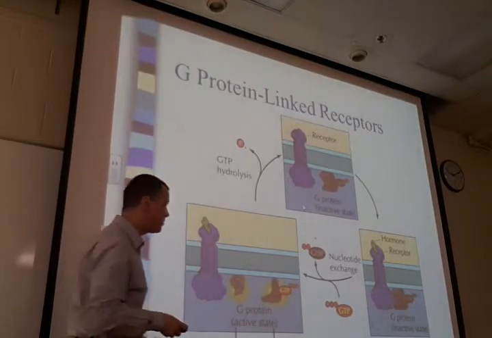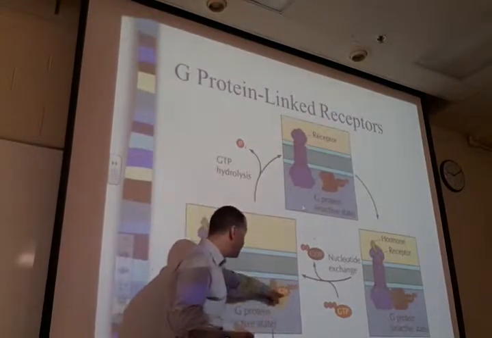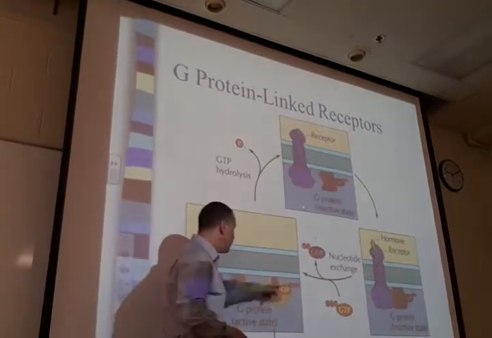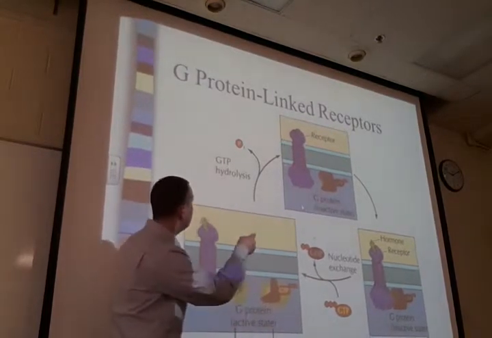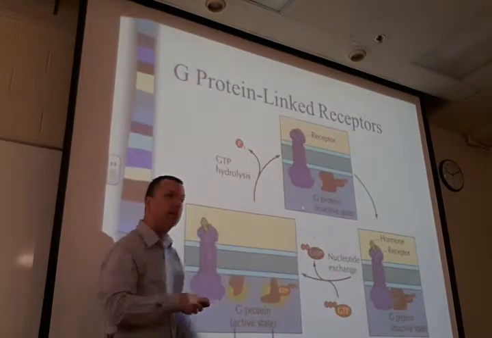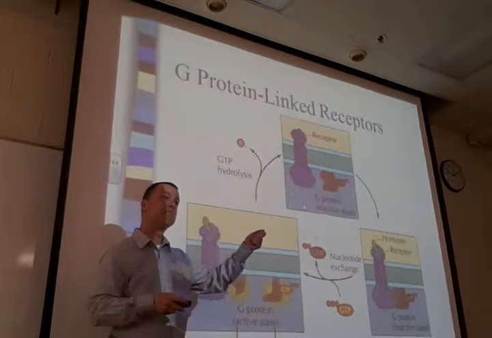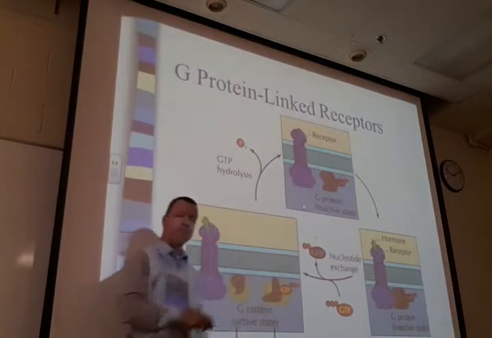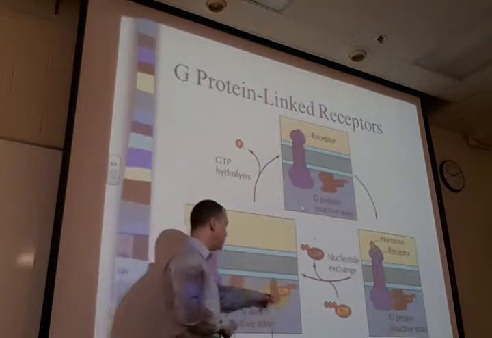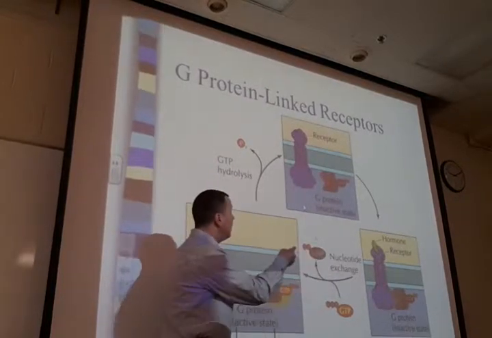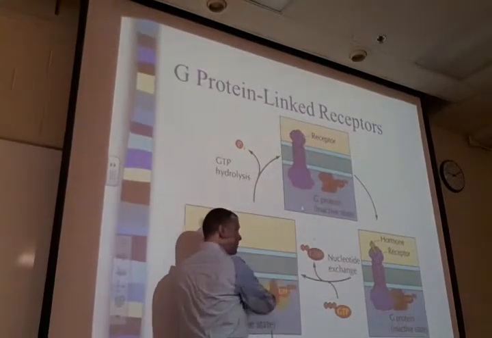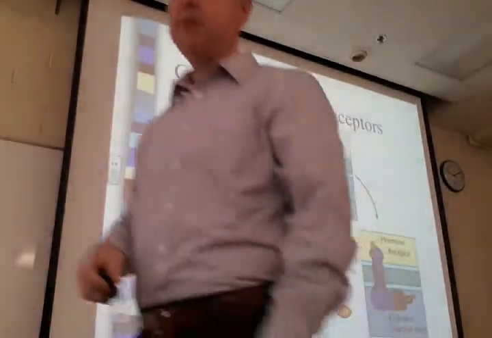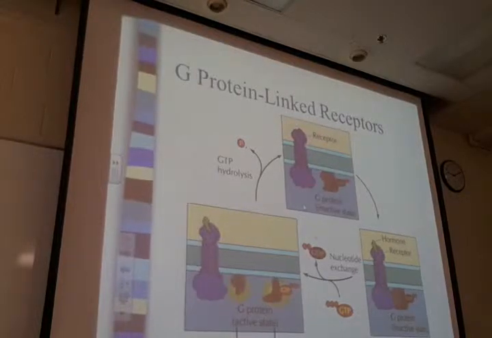There is an off switch to this as well, which is the hydrolysis of that GTP. So eventually that GTP gets hydrolyzed back to GDP. GDP means it's inactive, it's off. Okay? So there is a sort of a time aspect built into this. Eventually that GTP gets hydrolyzed back to GDP. That causes the pieces to come back together, and now it's off again. Okay, so there is an off switch built into this part of the process.